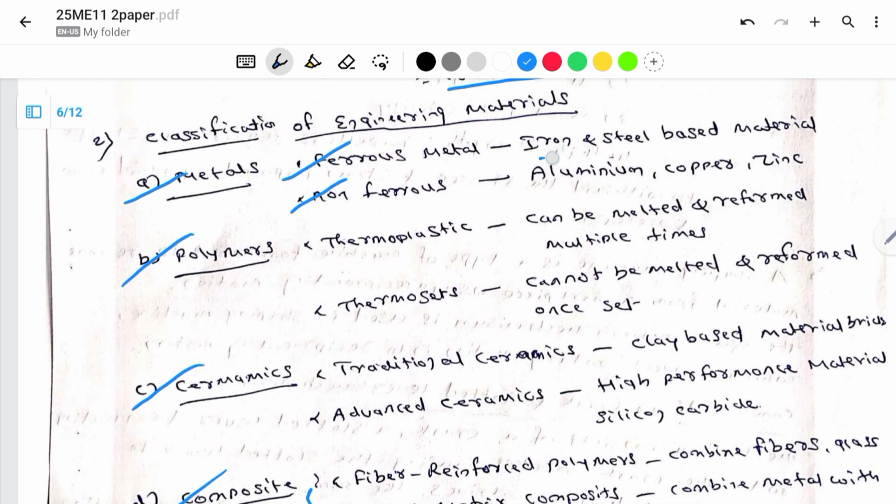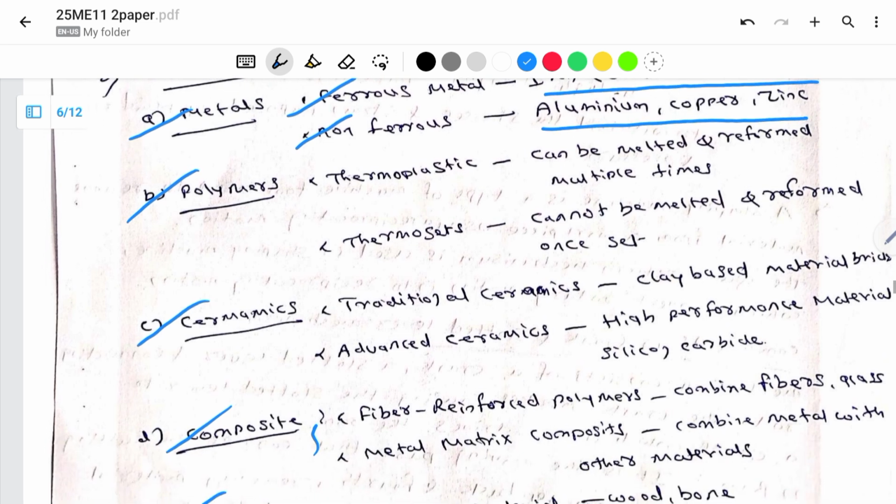In the ferrous you have iron and steel based materials. In the non-ferrous you have aluminum, copper, zinc. So next, the thermoplastic material. In polymers you have thermoplastic and thermoset. Thermoplastics can be melted multiple times. You can soften these plastics again and again, and you can give shape to them.